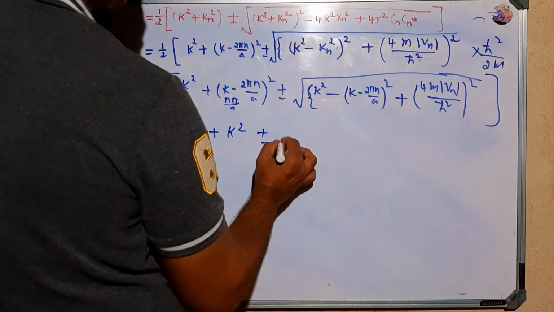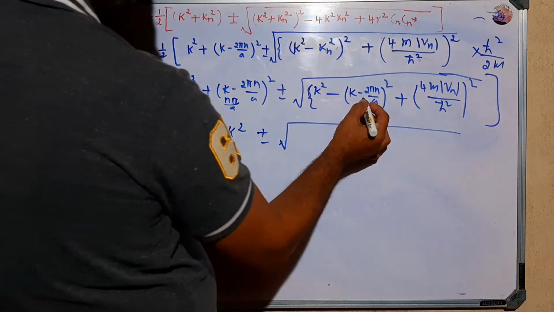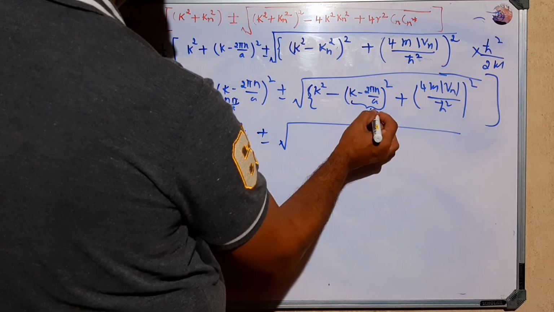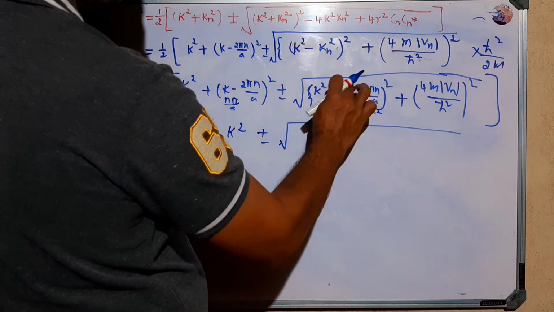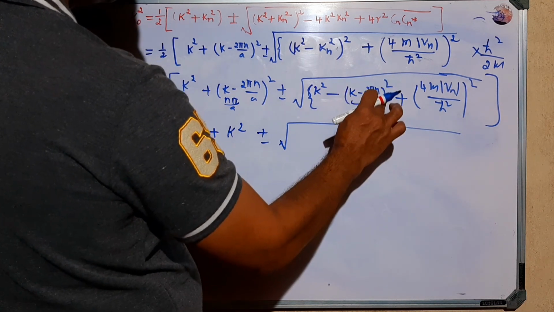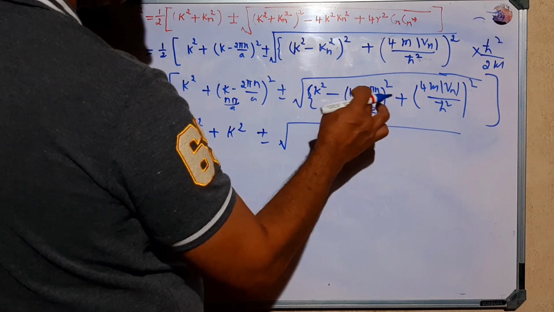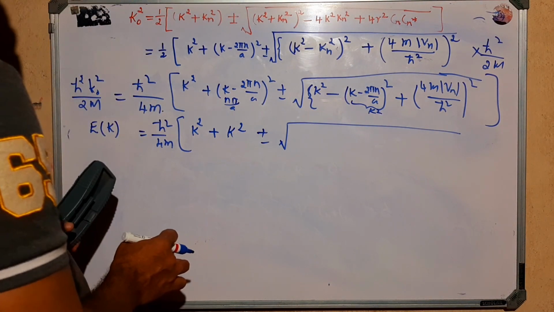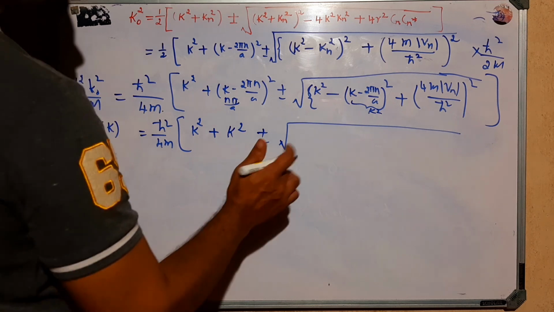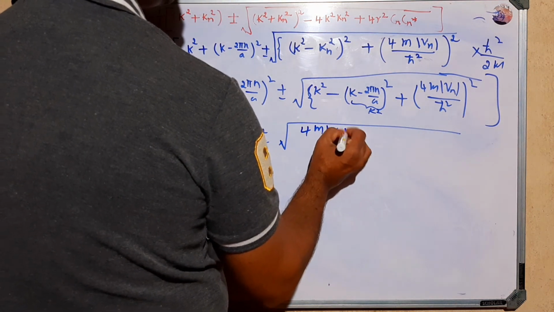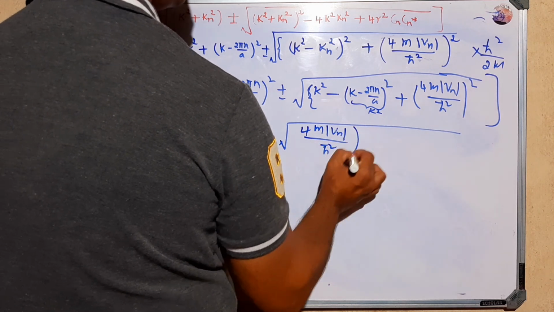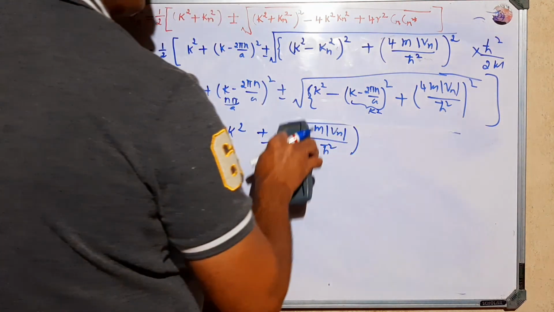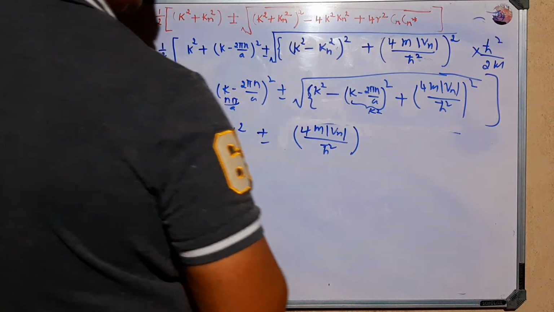Plus or minus square root of, here again, k square minus k minus 2 pi n by a means what? Again it is nothing but k square only, right? k is n pi by a, minus 2 pi n by a, minus pi n by a whole square. Pi n by a is nothing but k square. k square gets cancelled. What else remains here? The remaining term is 4m Vn divided by h cut square, whole square. So the square root of this is nothing but this term goes, right? This is the expression you are getting now.